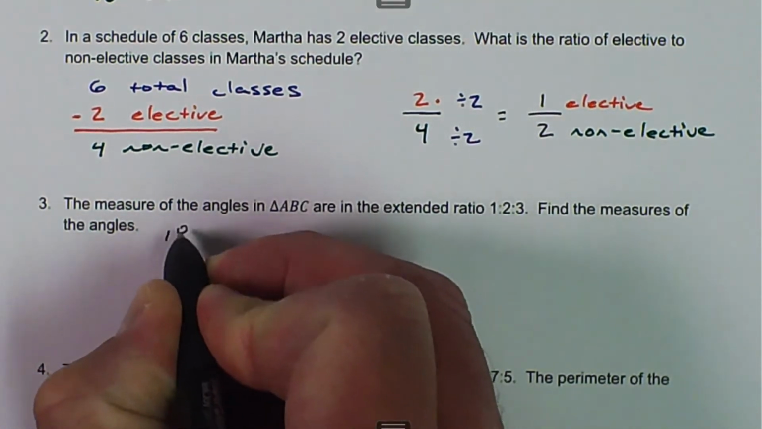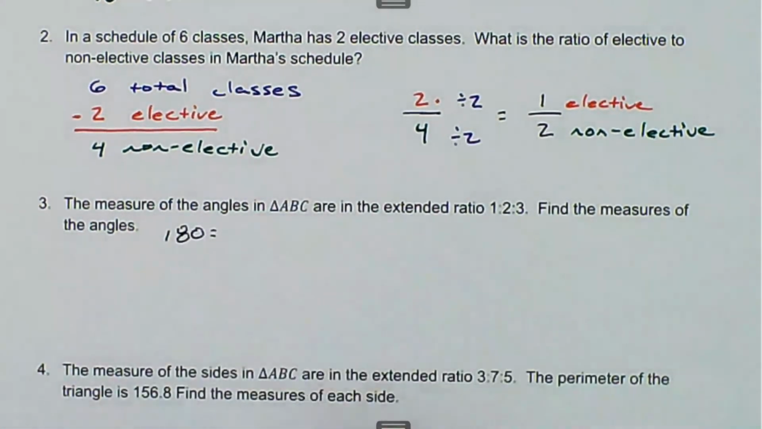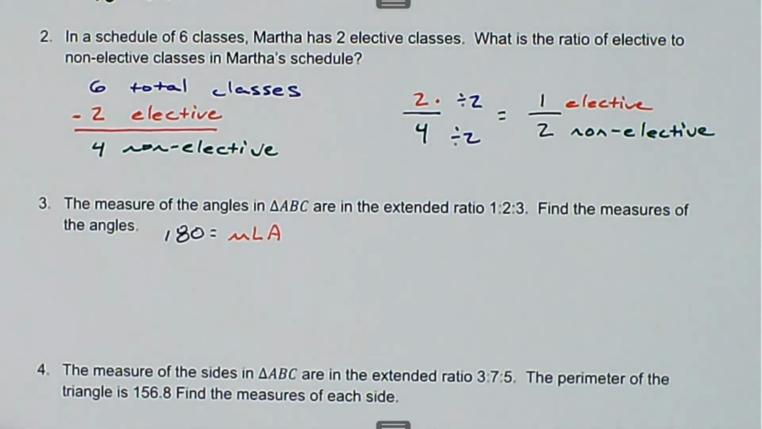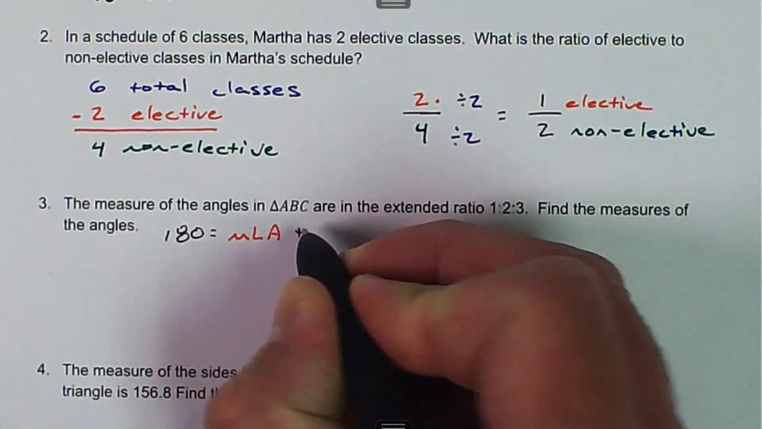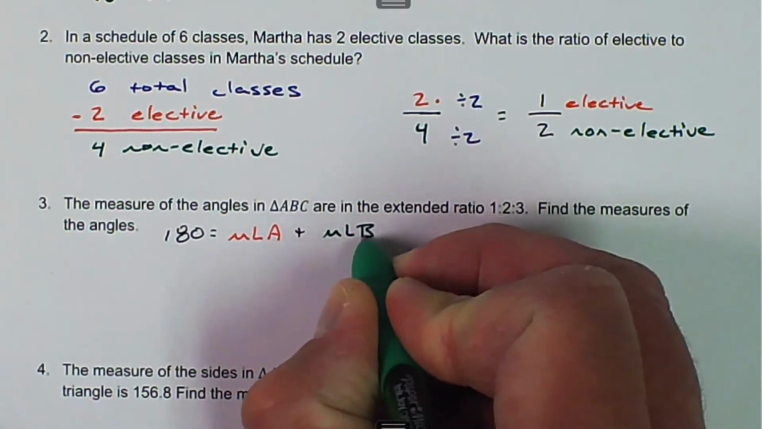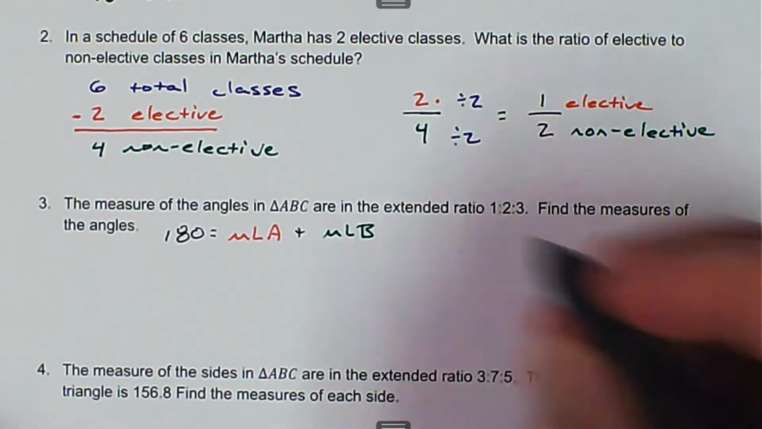So we can say 180 is equal to, and we're going to call it triangle ABC, so we're going to have the measure of angle A plus the measure of angle B plus the measure of angle C.